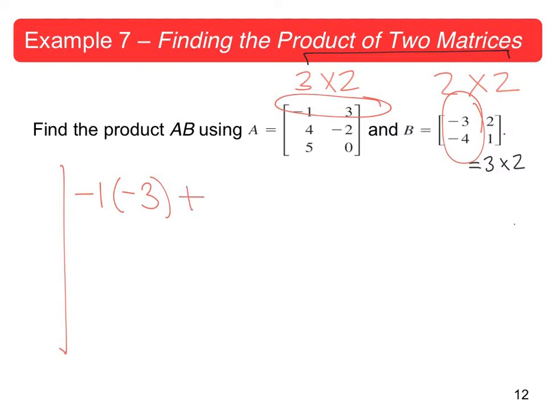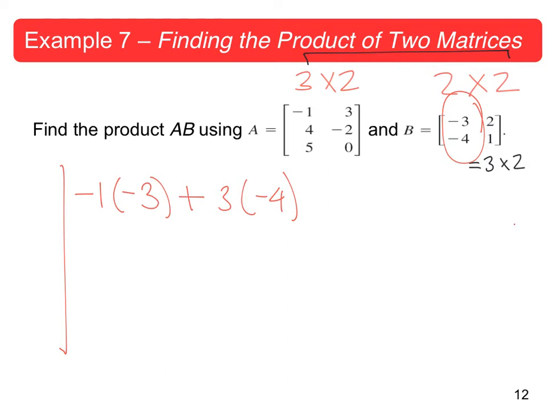And then we're going to add it to, now I'm in row 1, column 2, 3, and then column 2 of the second matrix is -4. So I match them up based on their corresponding rows and columns through multiplication, and I want to add them. So that was the first element.